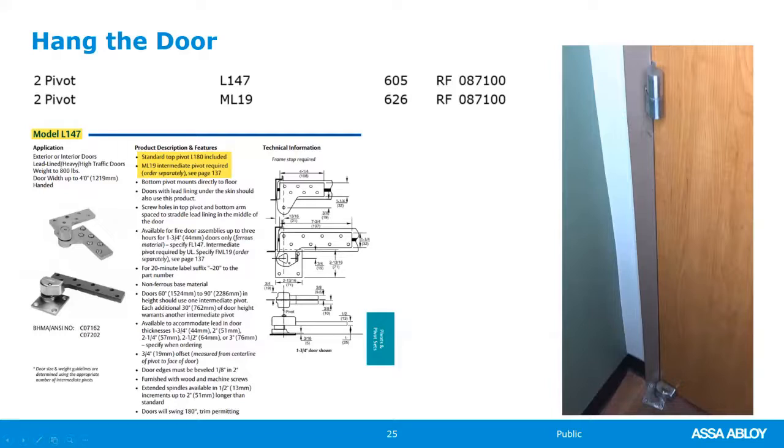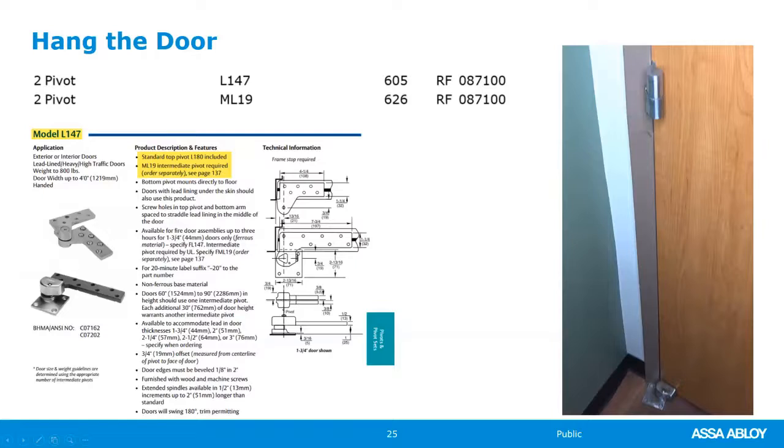This is the L147 set by Rixson with the ML19 intermediate pivot. This is a typo, by the way. The 605 should be 626. This is not a bright brass. It's satin chrome. It was a typo.